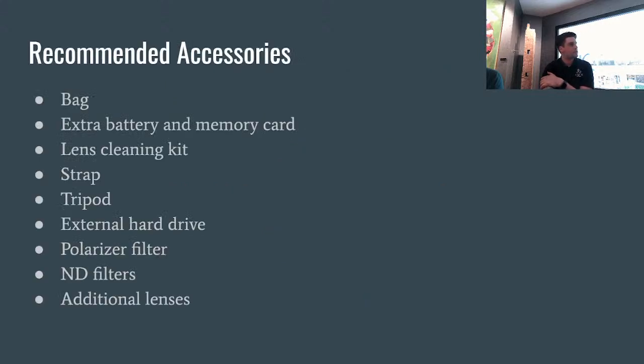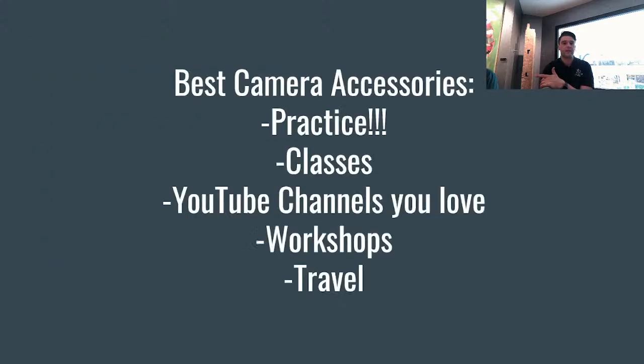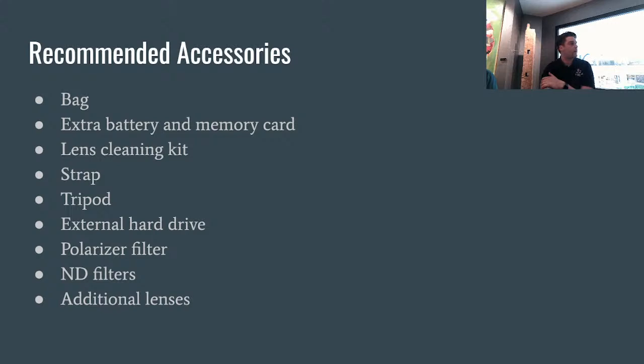Some more recommended accessories. I know we talked about these before. Definitely always recommend a bag, extra battery and memory card, some form of cleaning kit for the lens, especially if you're taking photos outside a lot. You can get a lot of gunk on the lens. So having a filter too is a really nice thing on the lens, the polarizer, ND filters. Great ways to, number one, protect the lens, but then also reduce any glares or anything like that. Additional lenses, which we'll talk about in just a moment, external hard drives, all stuff that we talked about in the very basics beginner class.